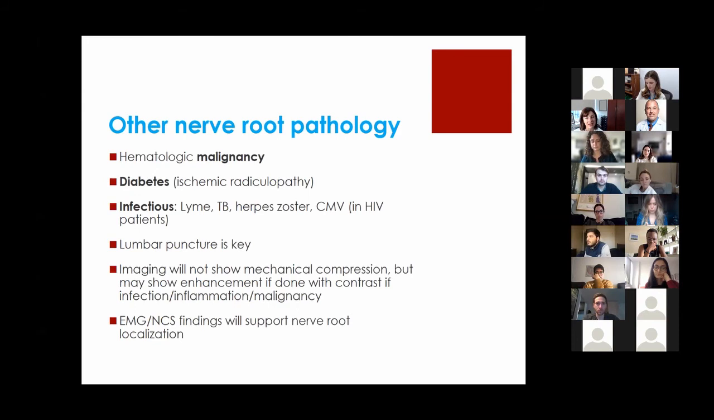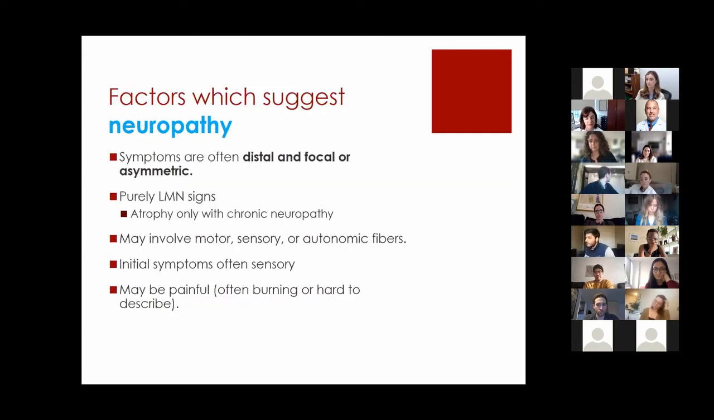Hematologic malignancy can infiltrate nerve roots. Diabetes can cause ischemic radiculopathy. Infections can cause radiculitis. In these cases, non-contrast imaging won't necessarily show you anything. So you might end up needing a contrast MRI if you want to look for nerve root inflammation or enhancement. Lumbar puncture is often indicated, of course, in some of these cases to rule out some of these illnesses, and EMG can be performed, although it's not necessary if you have all the other diagnostic pieces matching up.